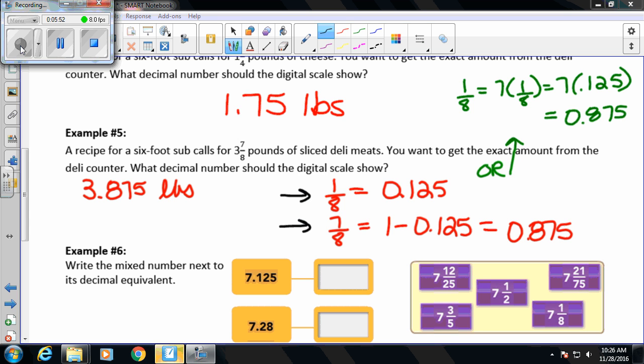Or the other thing you could have done, if you look up here in the green, 7/8 is equal to 7 times 1/8. So 7 times 0.125 gave me 0.875. Any of the 3 ways would be acceptable. I'm sure most of you would choose your calculator first, but I want you to see the other ways of doing the math without needing a calculator.